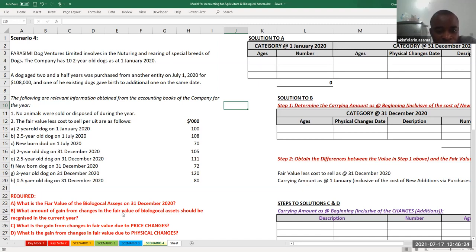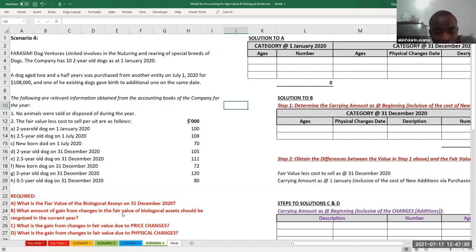The following is relevant information obtained from the accounting books of the company for the year. 1, no animal was sold or disposed of during the year. 2, the fair value less cost to sell per unit is as follows. 2-year-old dog on 1st of January 2020 is $100,000. 2.5-year-old dog on July 1st is $108,000. Newborn dog as at 1st of July is $70,000. 2-year-old dog on 31st December 2020 is valued at $105,000. 2.5-year-old dog on 31st December 2020 is valued at $111,000. Newborn dog at the end of the year is valued at $72,000.